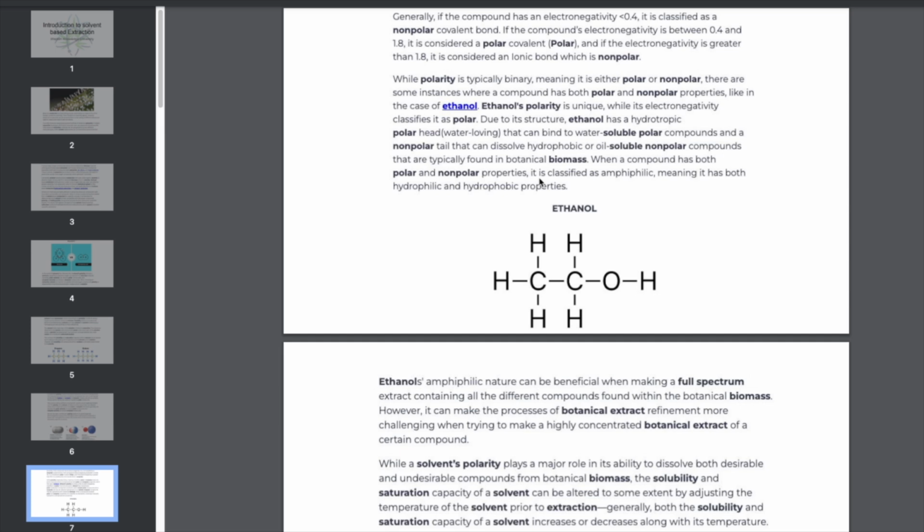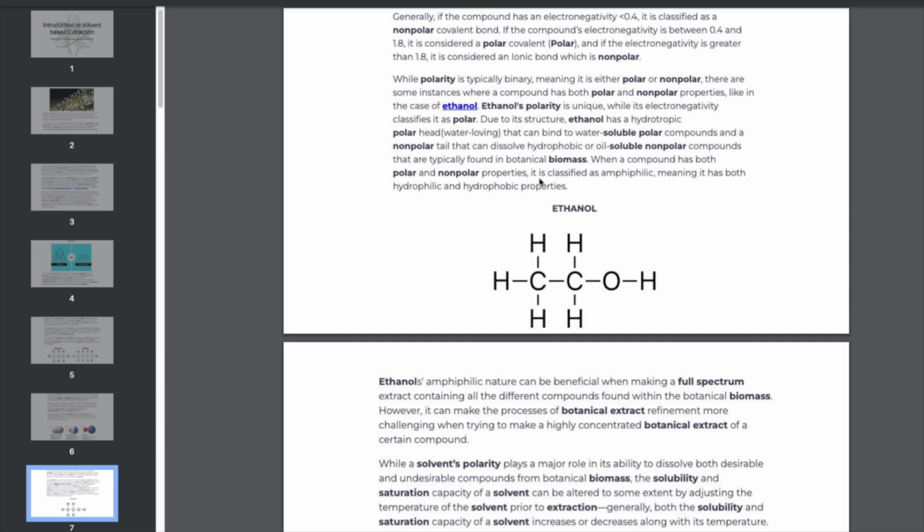While polarity is typically binary, meaning it is either polar or nonpolar, there are some instances where a compound has both polar and nonpolar properties, like in the case of ethanol. Ethanol's polarity is unique. While its electronegativity classifies it as polar, due to its structure, ethanol has a hydrophilic polar head, water-loving, that can bind to water-soluble polar compounds, and a nonpolar tail that can dissolve hydrophobic or oil-soluble nonpolar compounds that are typically found within botanical biomass.